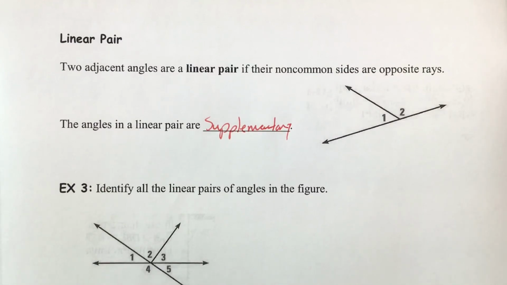Now, does that mean that supplementary angles are always a linear pair? The answer to that would be no, because remember that supplementary angles do not have to be adjacent. But if you do have adjacent supplementary angles, that would be a linear pair.